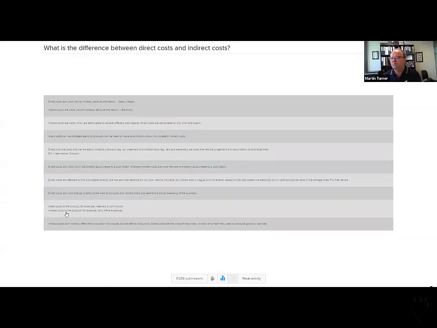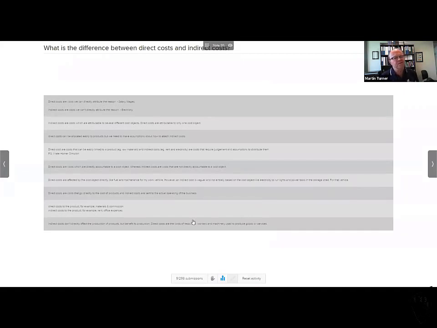Yeah, try to get away from just giving examples. Get close to the concept. Then you'll be able to tell whether costs are or not, because the examples can vary depending on the situation. Indirect costs don't directly affect the production of products, but benefit its production. Direct costs are the costs of resources, workers, and machinery used to produce goods or services.